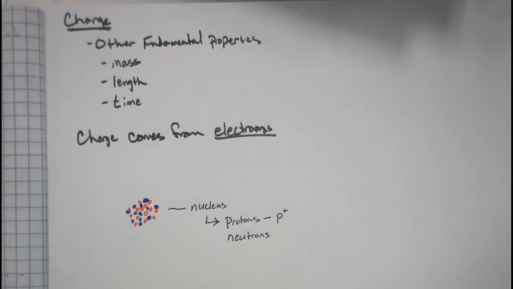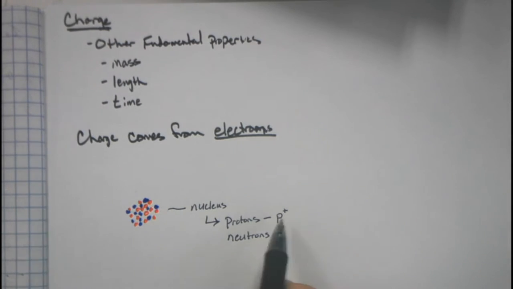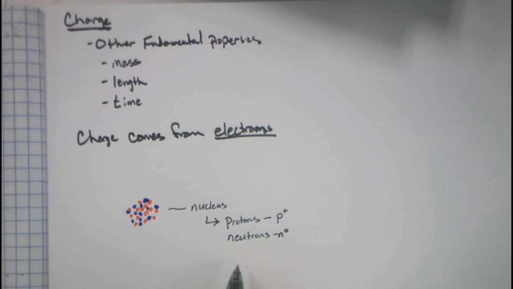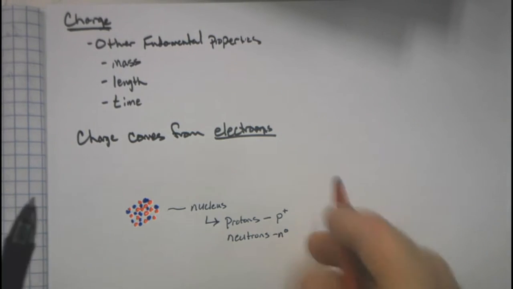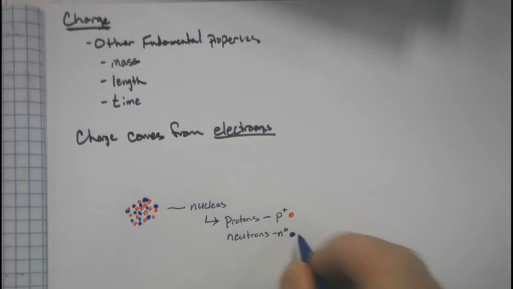It is the basic unit. It is the simplest amount of charge that we have for the matter that we deal with right now: a plus. It has a +1 charge. Neutrons have a 0 charge. I tend to color code things, so my protons are going to be red. My neutrons will be blue.